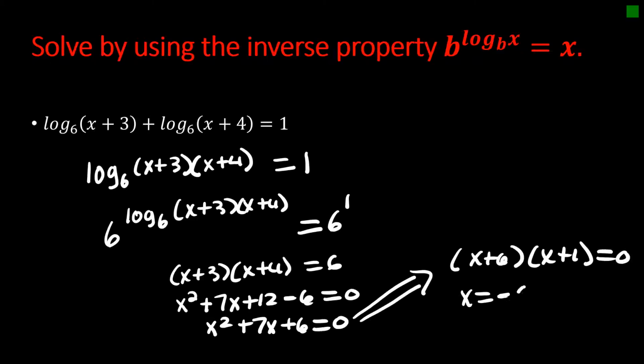So x is either going to be negative 6 or x is going to be negative 1. So let's check our solutions. Negative 6. If I put negative 6 here, negative 6 plus 3 gives me a negative number back. So that's not a solution. Let's check negative 1. Negative 1 plus 3 is positive. Negative 1 plus 4 is positive. So this answer checks. So now you can see it's very important that you check your solutions.